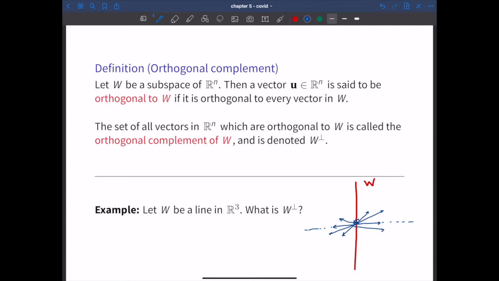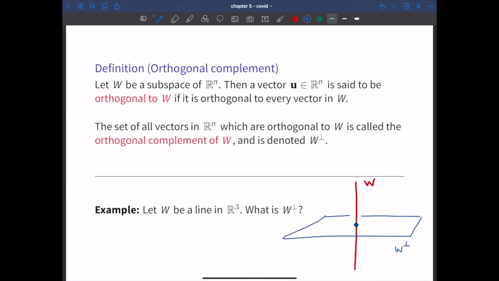And in fact, hopefully by thinking about it for a minute, if we erase the vectors for now, you can convince yourself that these vectors are actually going to form a plane. And this plane is going to intersect W right at the origin. So this plane is what we would call W perp. This is the orthogonal complement of W.